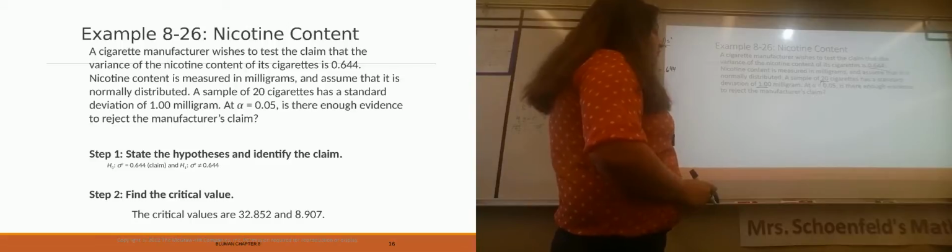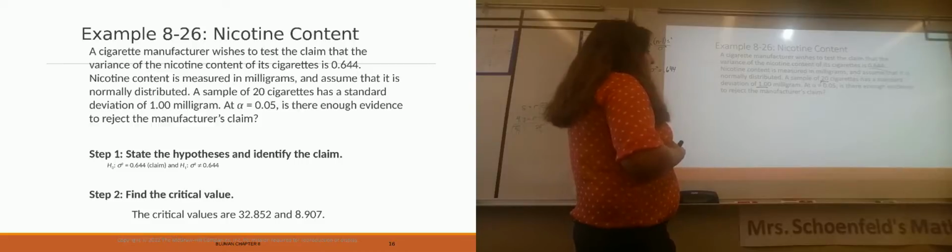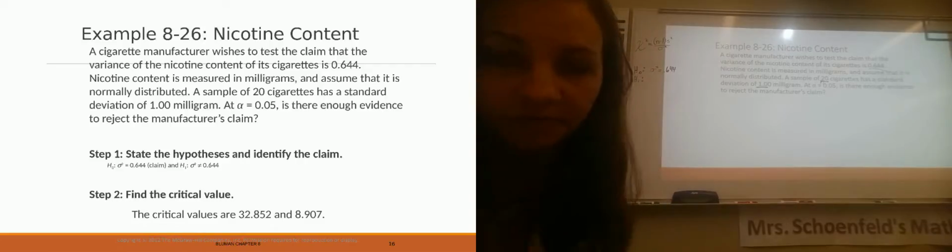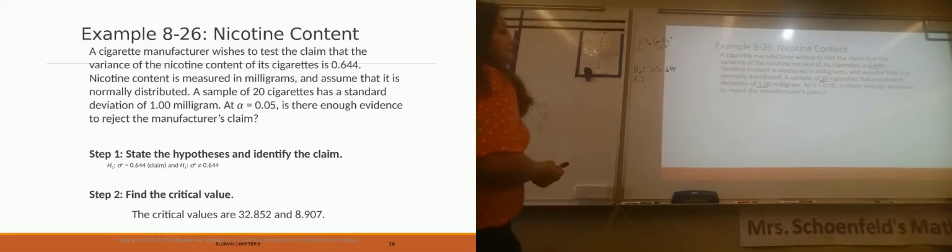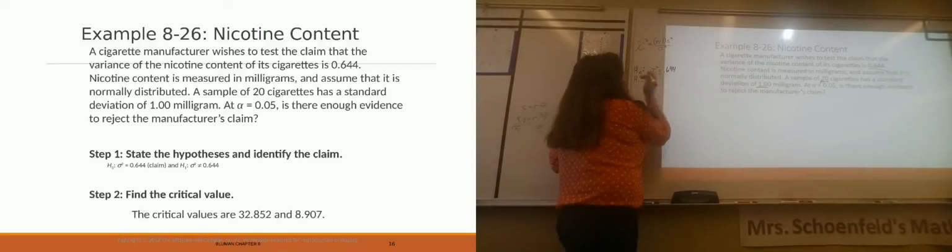I don't see anything. So if it really doesn't see anything, it should just be the not equal to piece. And assume that it is normally distributed, a sample of 20 cigarettes, and the standard deviation. Do they just have not equal to? Yep, they just have not equal to. Okay, so our sigma squared is not equal to 0.644.